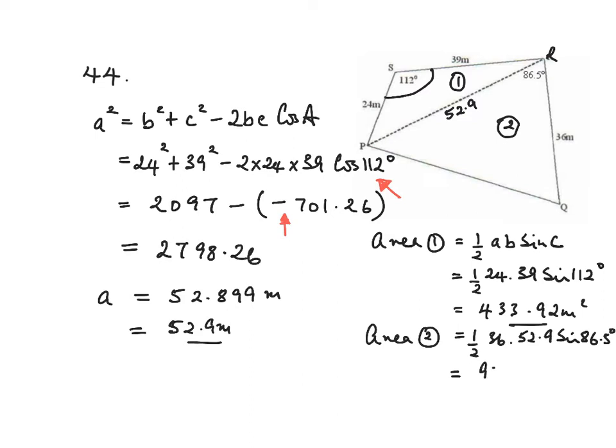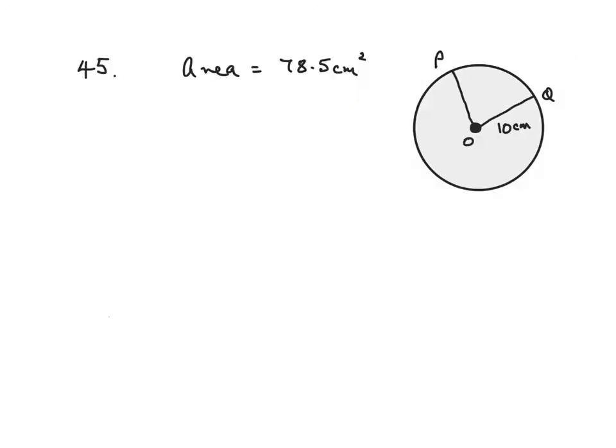That's 950.42 meters squared, and the total area then is found by adding those two numbers together, which gives us 1384.3 meters squared. Question 45, we're told that the shaded area, the sector of the circle, is 78.5 centimeters squared.